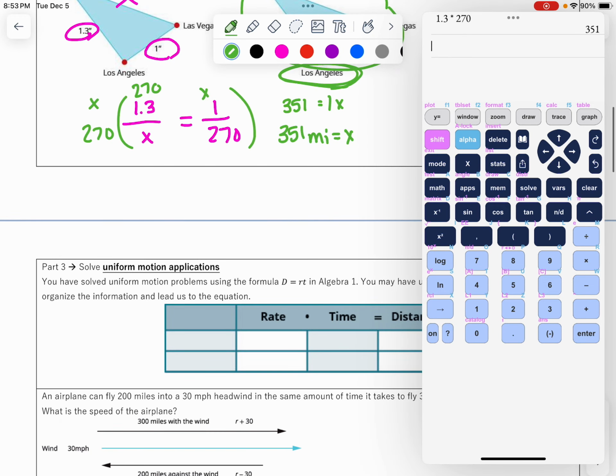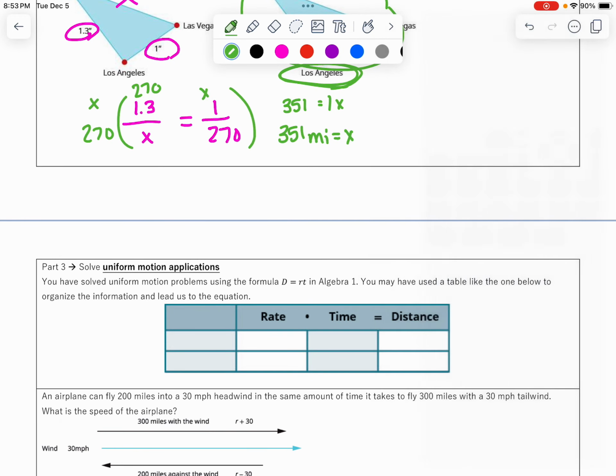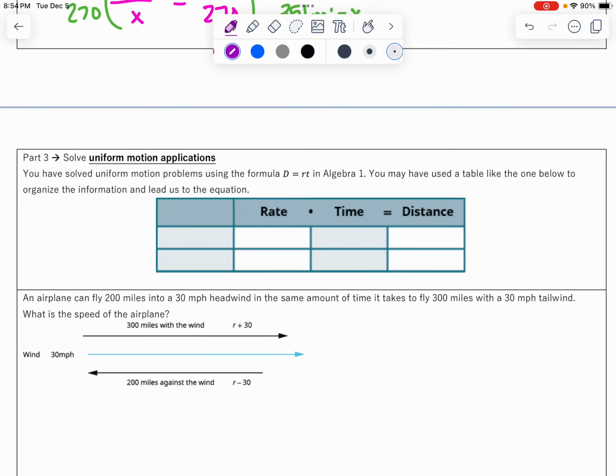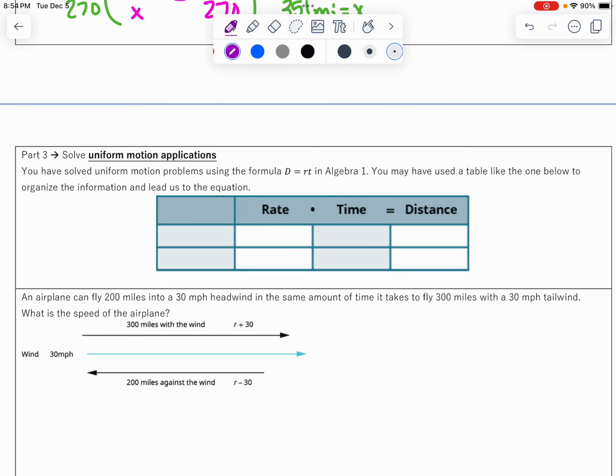Yep. Okay, so I'm hoping that I was able to go through those fast because I kind of need to slow down a little bit on these ones. This is where it can be kind of tricky. Uniform motion applications, meaning like distance, rate, and time. Oh, not synchronized swimming. Now they should have done this in Algebra 1, and they may have used a table like this.